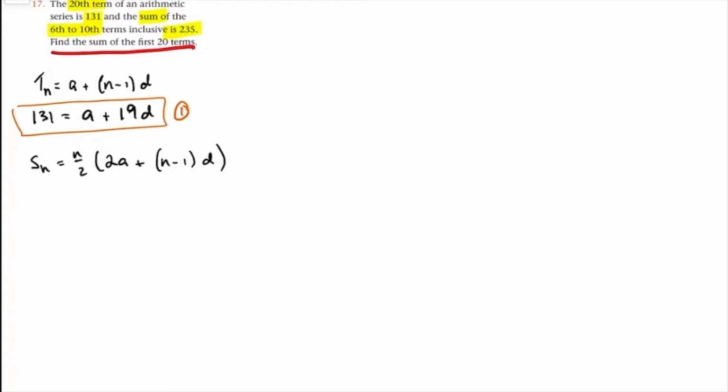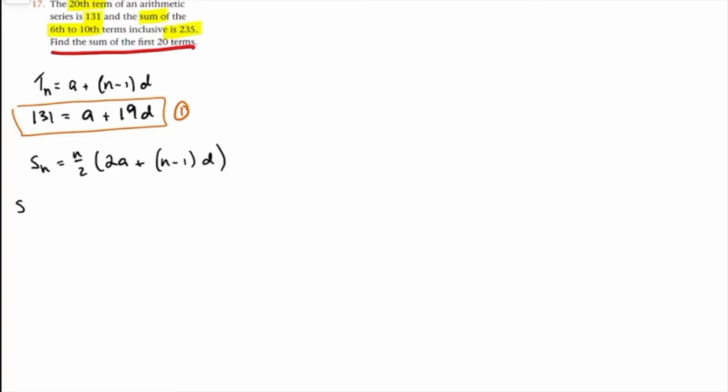Now if we just go straight into the sum of 5 terms, we're only going to get the sum of the first 5 terms. The equation we're using is going to assume that 235 is the sum of the first 5 terms, not the sum of the second 5 terms. So we need to do a little bit of subtracting here, and we're going to take the sum of the 10 and take away the sum of the first 5, and that will give us our equation to use.